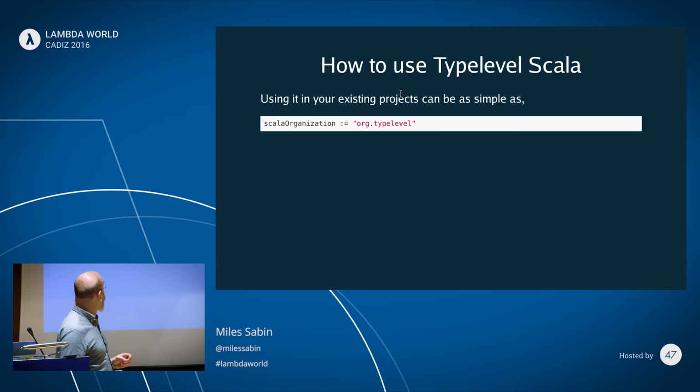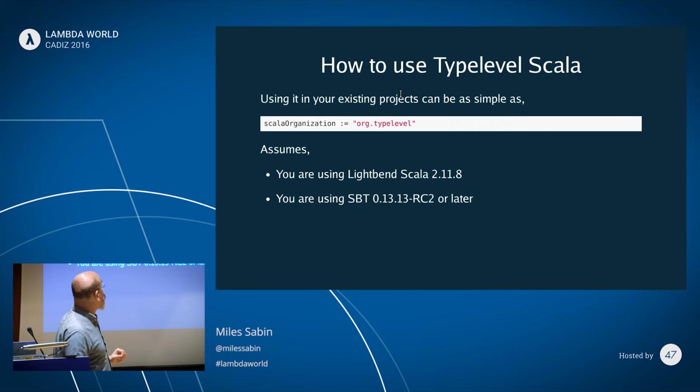With 2.11.8, you can just add that to your build and everything will just continue to work. Currently there's only a corresponding build for 2.11.8, and it assumes that you're using SBT 0.13.13 RC2 or later, because that's when the Scala organization fixes arrived. Okay, if you want more details, go to GitHub Typelevel Scala.